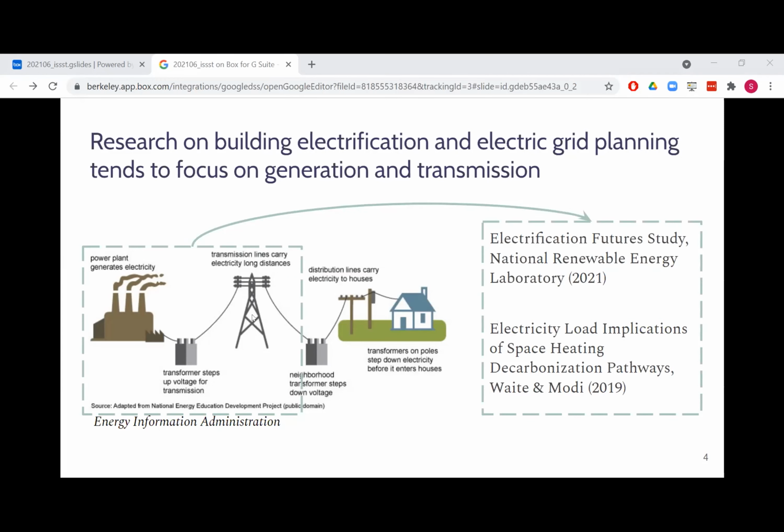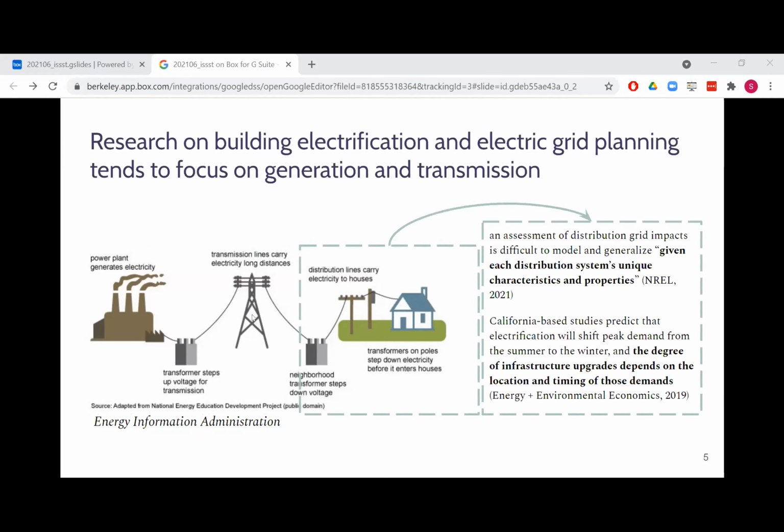So the work that I'm presenting on today focuses on grid planning and electrification. Intuitively, if we electrify buildings, it means that we'll use more electricity, and a lot of studies have started to address this. And so existing studies tend to focus on generation and transmission. Two of these more detailed studies are noted here. One is from the National Renewable Energy Laboratory and another from Michael Waite and Vijay Modi. But on the distribution side, the work is a bit more limited. So we see fewer of these detailed models that take into account spatial and temporal infrastructure data.